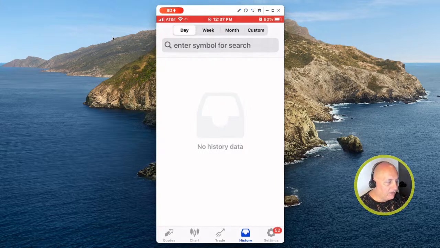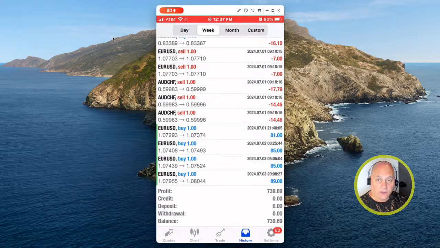Now, as far as results go, obviously we haven't closed anything today. We've been holding on to that AUD CHF for a while. We can go back and look at the date. But week-wise, in a 5-day window, it's closed $739.69, and month-wise, it's closed $12,038.95.